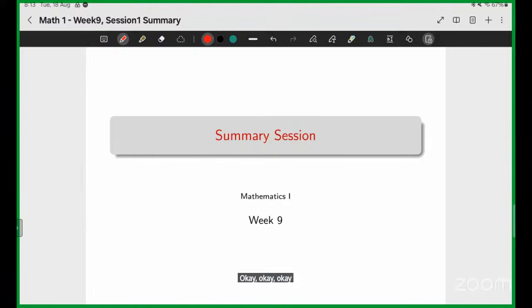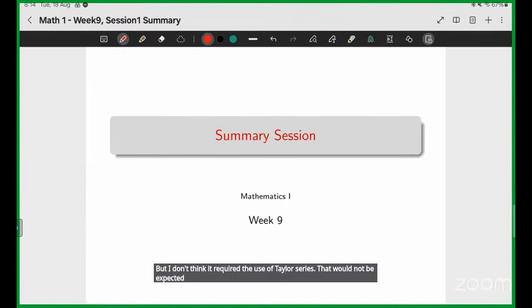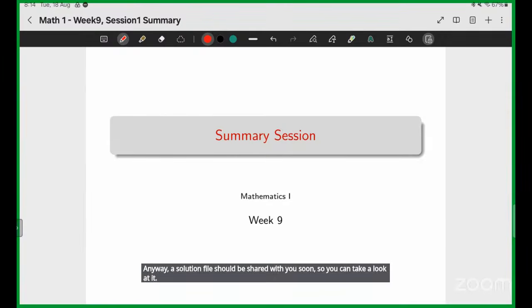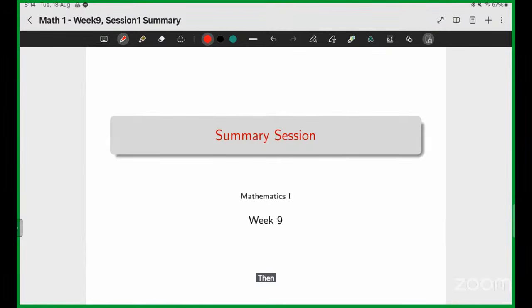Okay. So there will be one or two hard questions in every exam. That is by design. But I don't think it required the use of Taylor series. That would not be expected. Anyway, a solution file should be shared with you soon, so you can take a look at it then. Maybe if we have time at the end, I'll discuss it too.